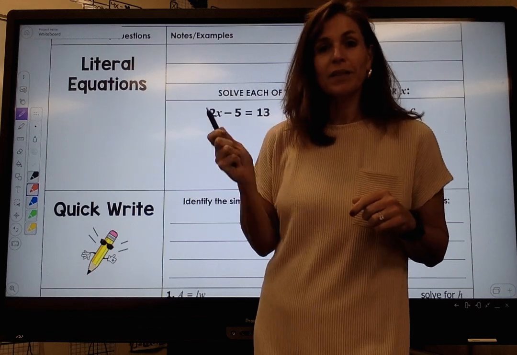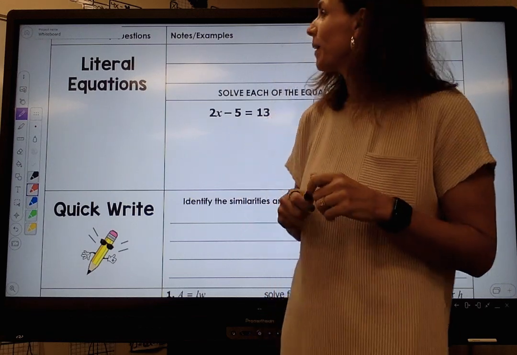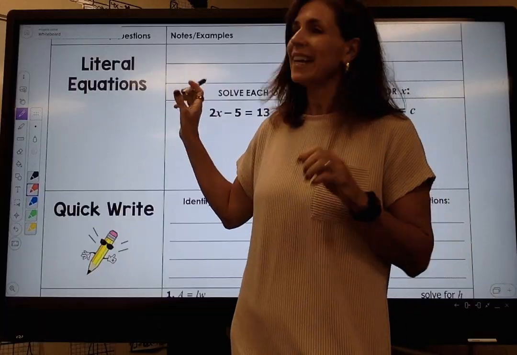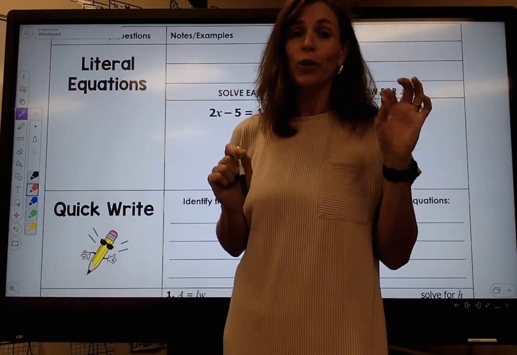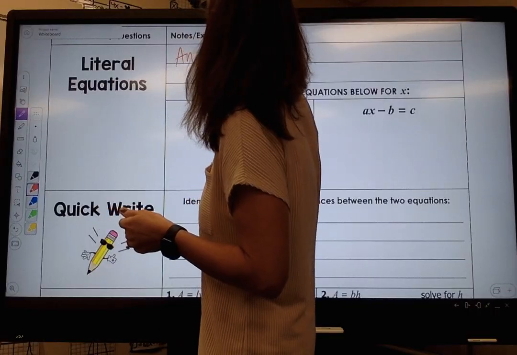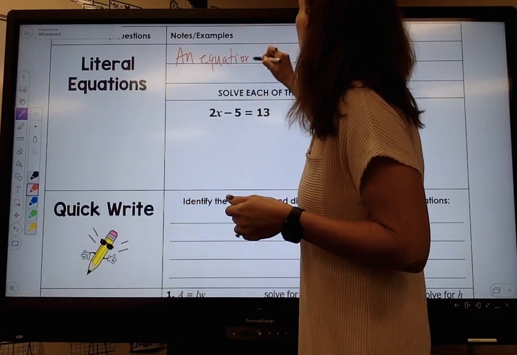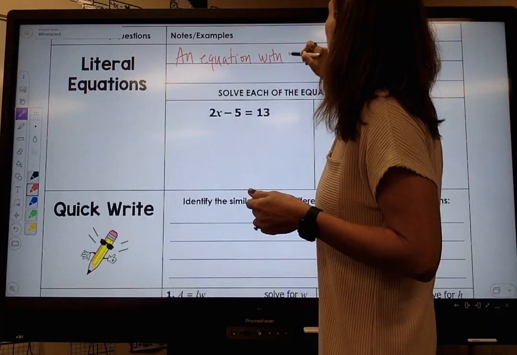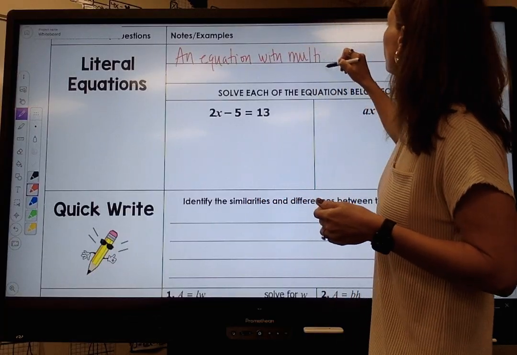This concept is literal equations. So we're going to take a bit and talk about what is a literal equation. And all it is, it's an equation with multiple variables.